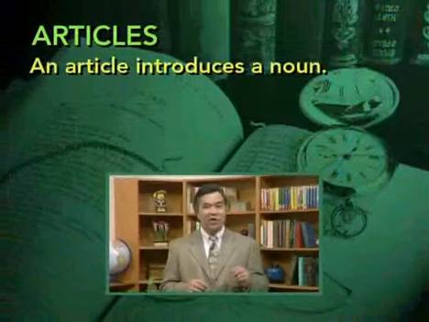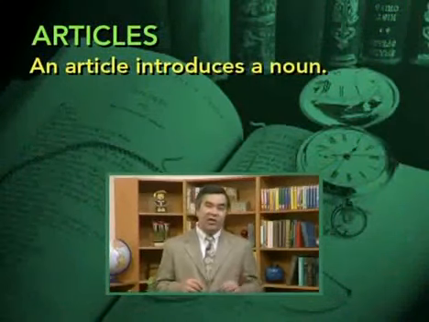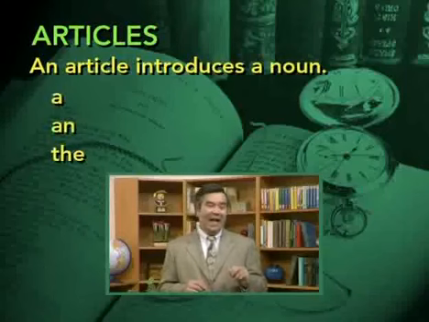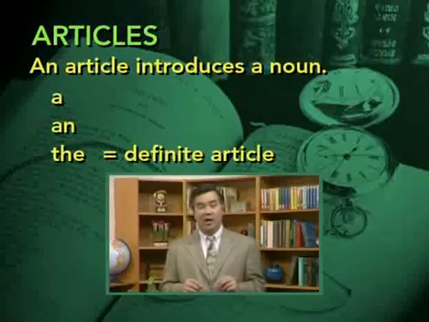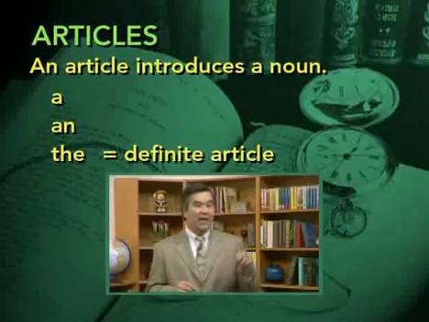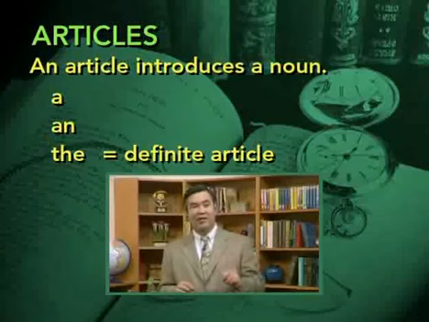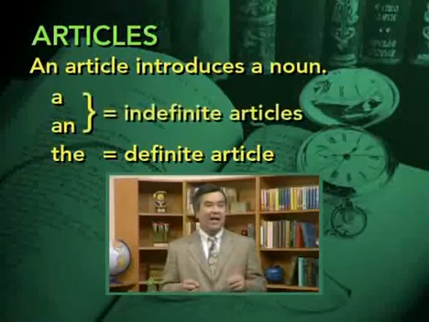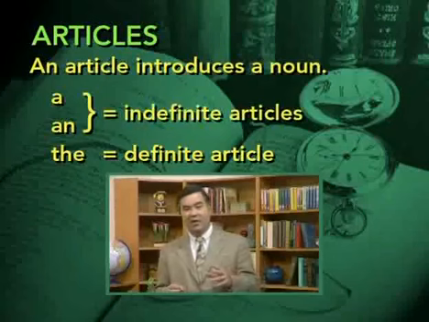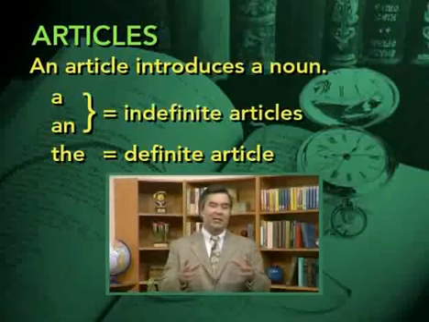One particular type of adjective is important enough to be considered a separate part of speech, and these are articles. An article introduces a noun, and in English there are just three articles, a, an, and the. The is called the definite article because when it's used, it states that the noun that follows is one specific noun as opposed to any example from the category.